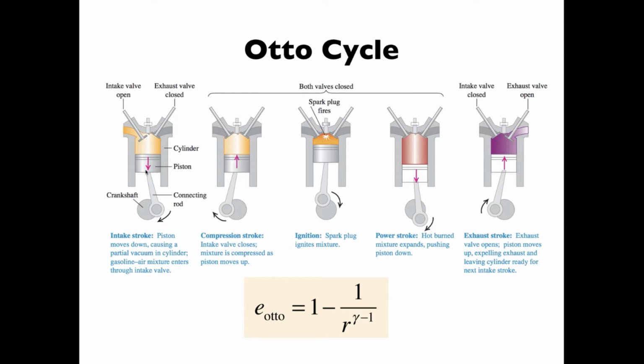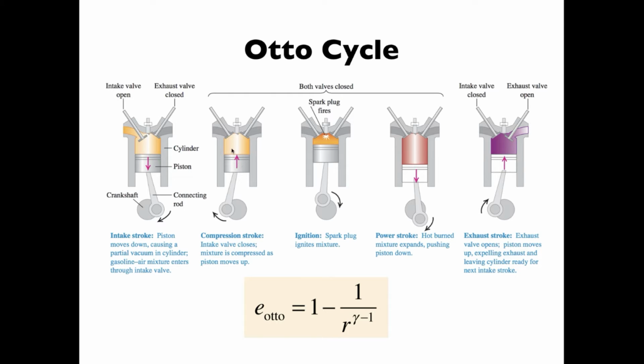All right, so here's our valve system. Here's our intake valve. Here's our exhaust valve. We start with the intake valve open and the exhaust valve closed. Here's our cylinder. Here's our piston, which moves, and when it moves this rod also moves. So the piston moves down. It causes a partial vacuum in the cylinder, and a gasoline-air mixture enters through the intake valve.